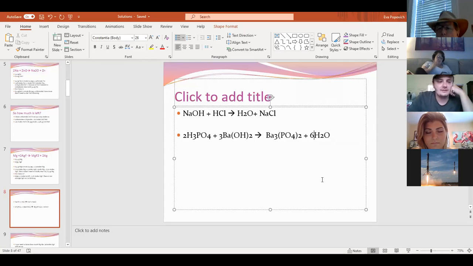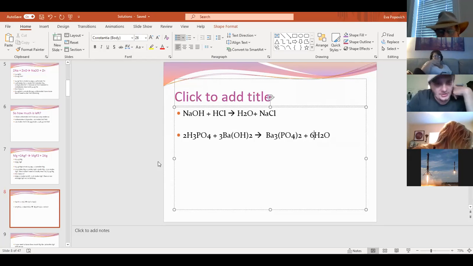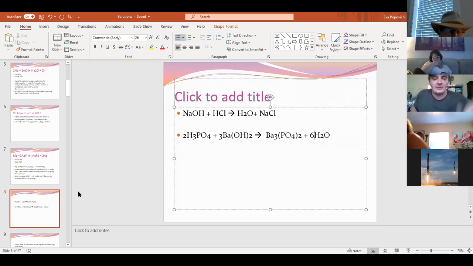Right. For the molar ratio, all you do is take the coefficient of one of the compounds and put it over the coefficient of the other. I just didn't know which water you were talking about, because there's one on the bottom and one on the top.